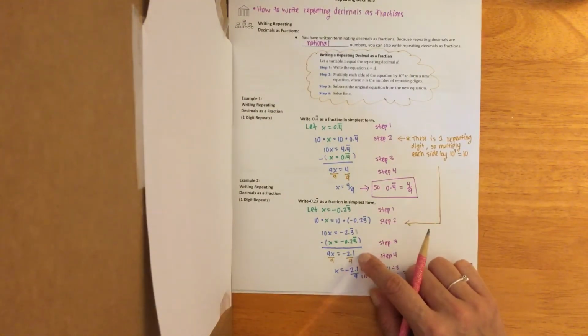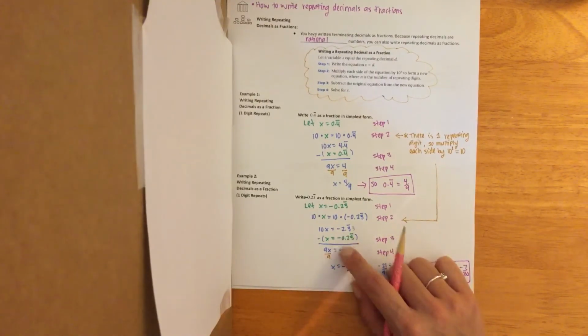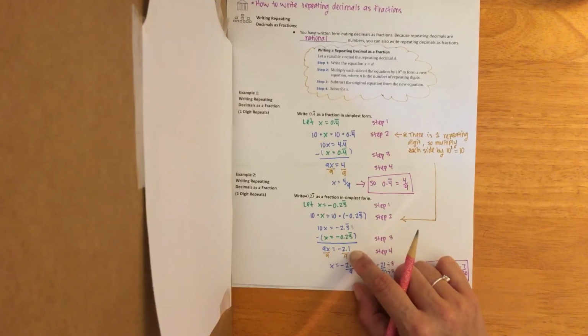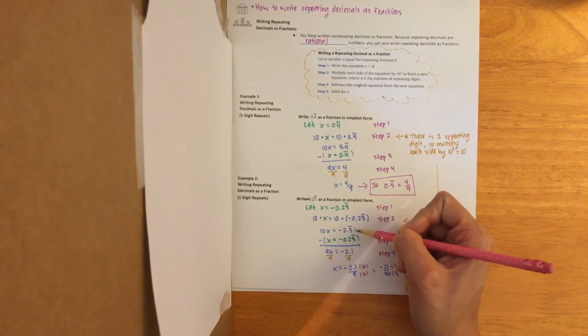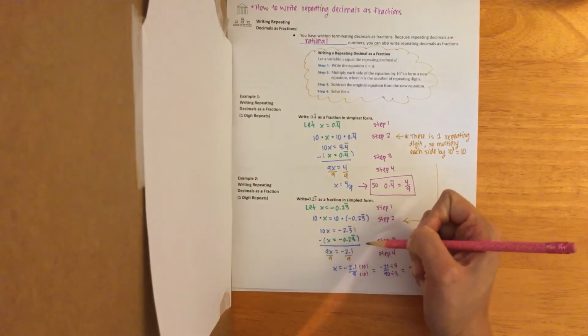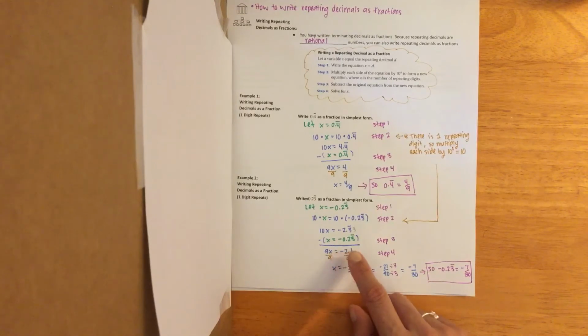3 take away 3 is 0. Now 3 take away 2 is 1. 2 take away 0 is 2. So it's negative 2.1. The only reason why that works is because this is not a 0 here. This has to be a 3. This is 3 repeating. So I get 9x equals negative 2.1.